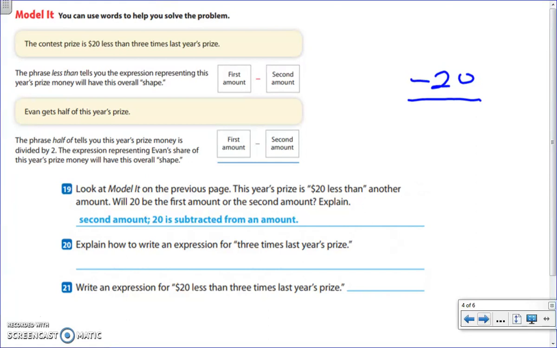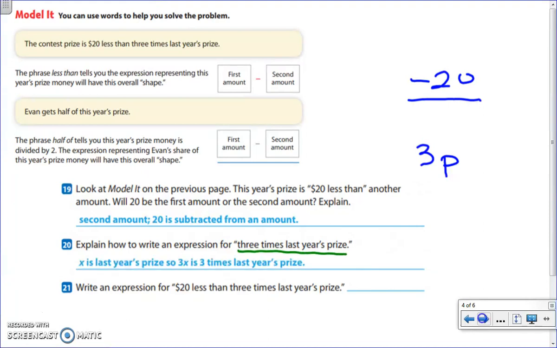It says, explain how to write an expression for 3 times last year's prize. If we say that last year's prize is represented by P, 3 times that would be 3P. You just squish those together. When you squish a number against a letter, that means multiplication. So that's how I would represent the expression for 3 times last year's prize, before I even considered the less than part. Just for this phrase, I would say 3P.